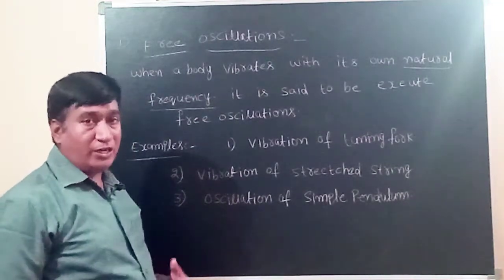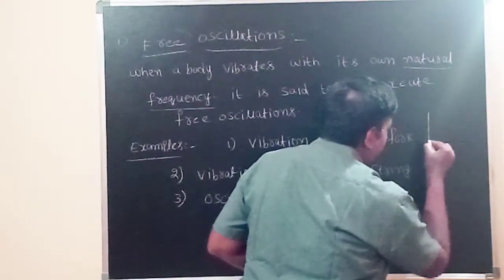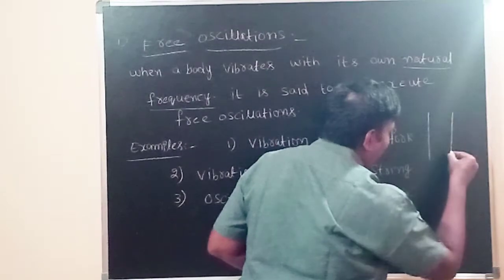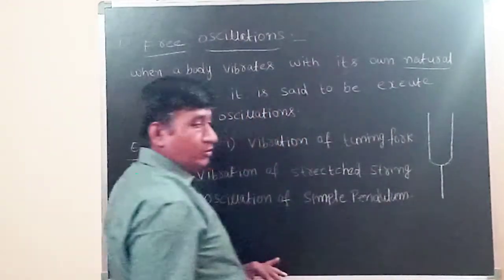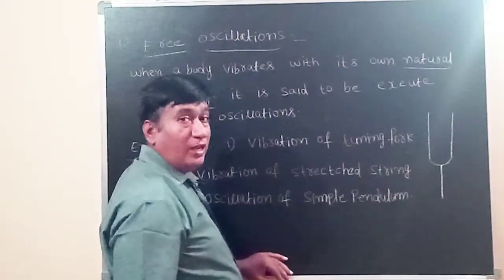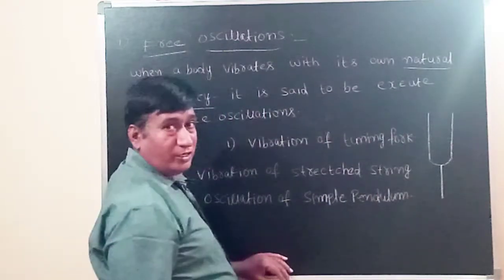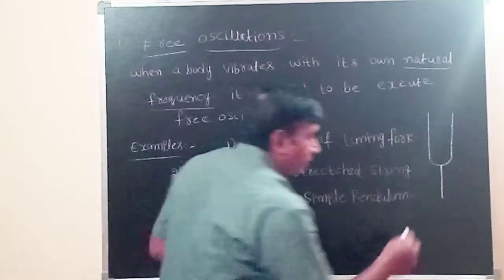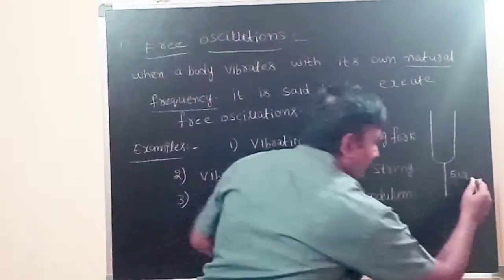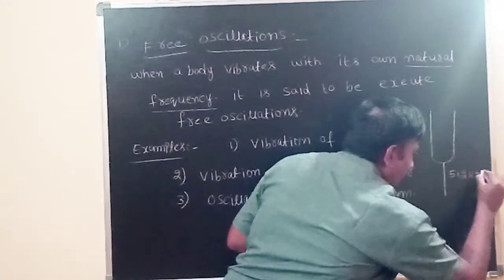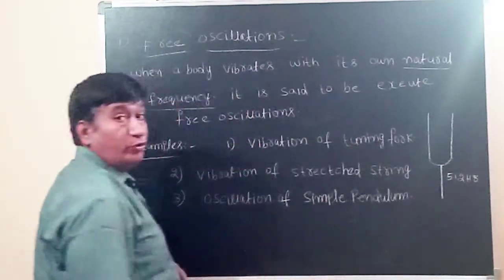For example, take a tuning fork. A tuning fork is a device whose shape is like this. In general, we use it in the physics laboratory. This device is called a tuning fork, and it has its own natural frequency. For example, here I have taken 512 Hz. That is the frequency of this tuning fork.